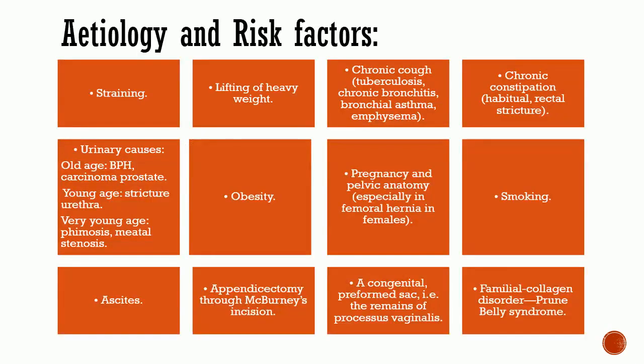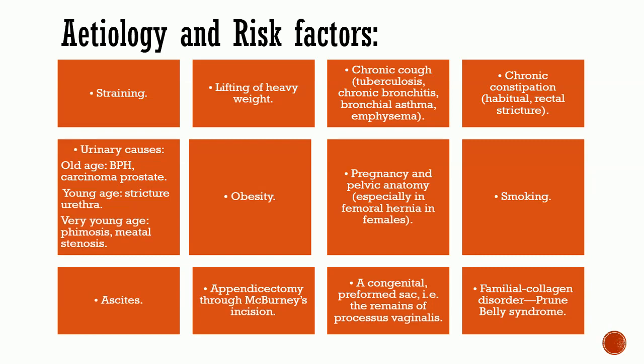Etiology of hernias includes straining, lifting of heavy weight, chronic cough, in tuberculosis, chronic bronchitis, bronchial asthma, emphysema, chronic constipation, habitual, rectal stricture. Urinary causes: in old age, BPH, carcinoma prostate; in young age, stricture urethra; in very young age, phimosis, meatal stenosis. Obesity. Pregnancy and pelvic anatomy, especially in femoral hernia in females.